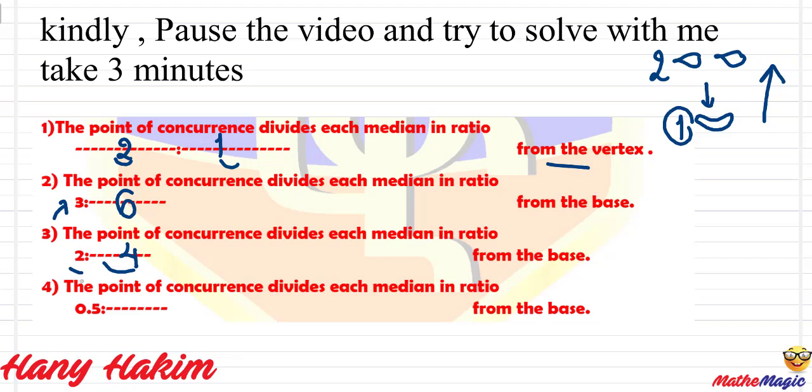The last one. The point of concurrence divides its median in ratio 0.5 to a gap from the base. From the base, you need double of that half, 2 multiplied by 0.5, which is equal to 1.